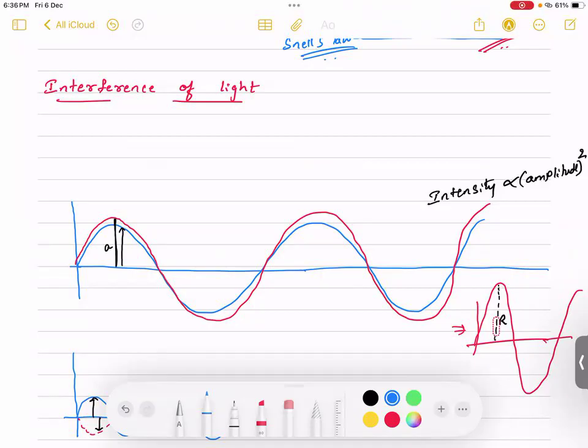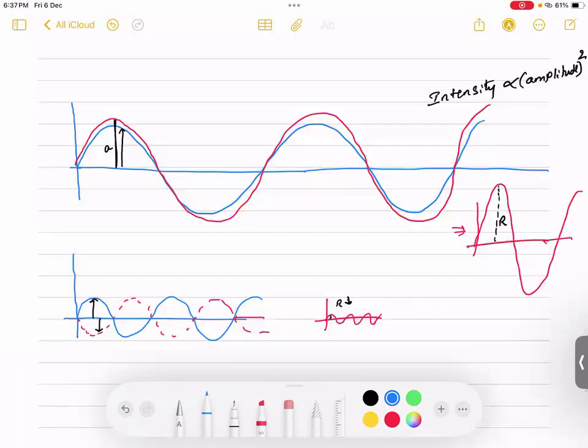What is that called? Interference of light. So when two or more light waves get superposed, there will be a modification in the intensity of light. That modification in the intensity of light when two or more light waves get superimposed is called as what? Interference of light. In this interference of light, how many types have I written here?